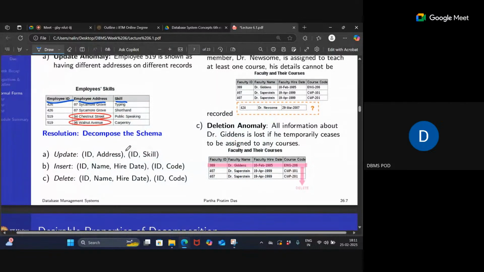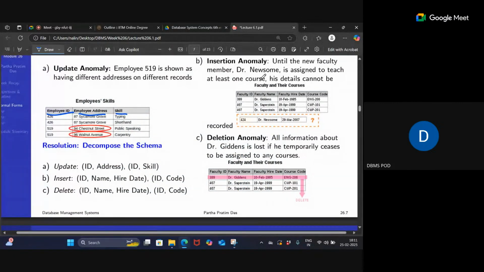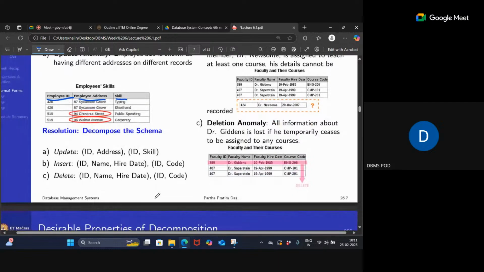Insert also, this kind. For this also, the faculty schema can be decomposed into two tables that store faculty information separately and course information separately. So ID, name, hire date of the faculty can be one table, and ID and course can be in a separate table. Same decomposition will eliminate the deletion anomaly also. Is it clear? Yes or no? Yes, ma'am.